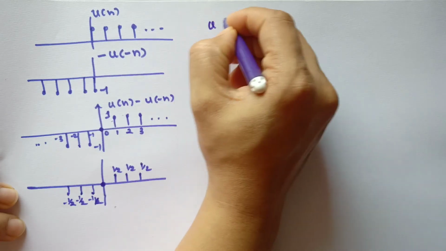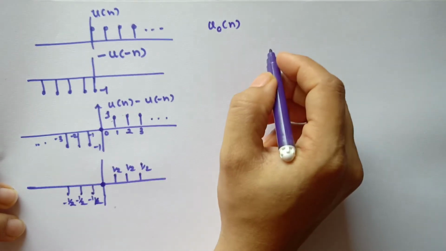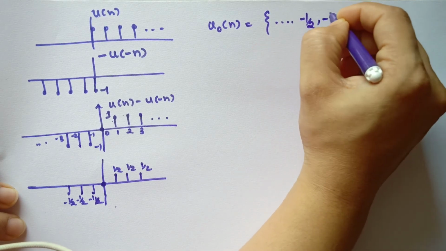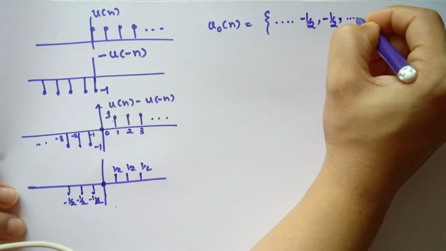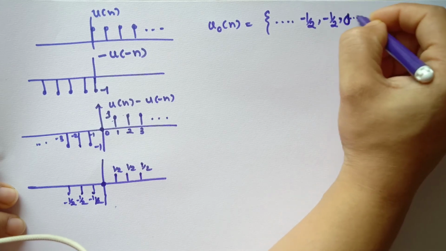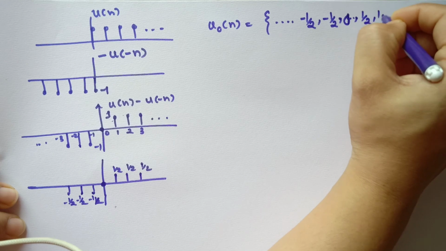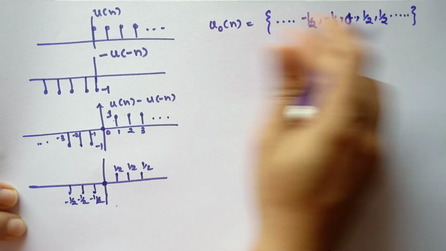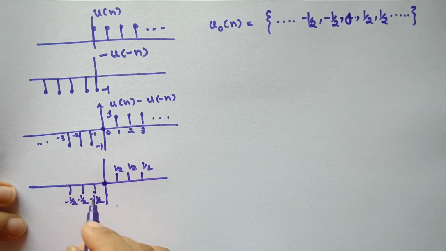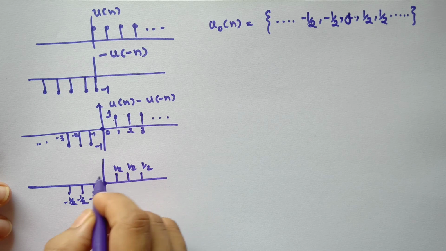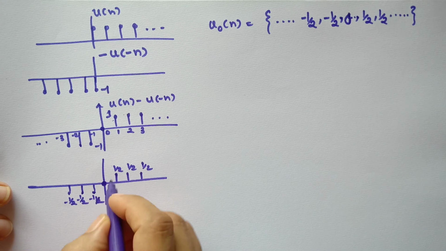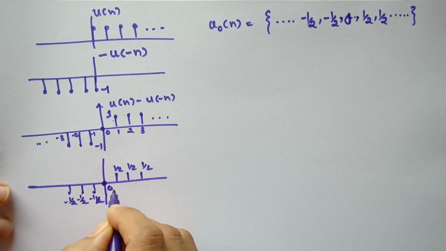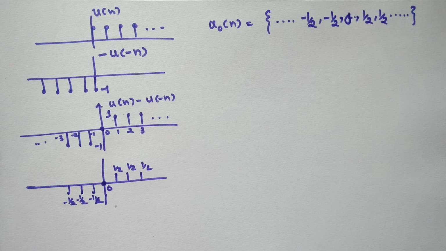So you can write u odd of n. This signal is a series of -halves on this side, 0 at the origin, and a series of halves on this side. So this is u odd of n. You can observe the oddness of the signal here. Also you can observe one thing: in the case of an odd signal, the 0th sample is always 0. Okay, thank you.